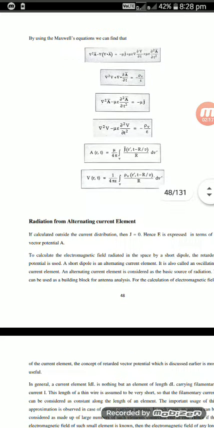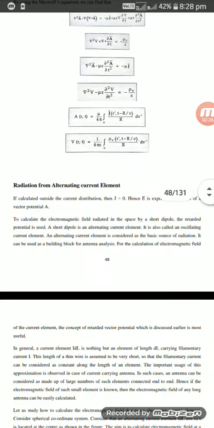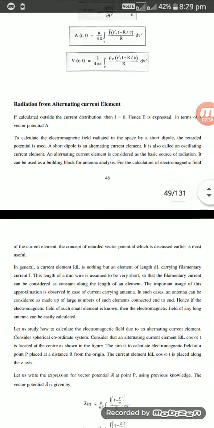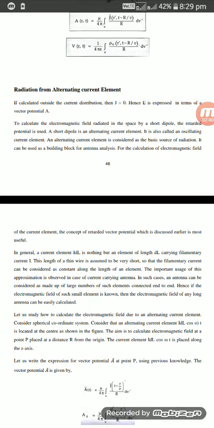Next, first topic: the radiation from the alternating current element. We calculate outside the current distance, J equals 0. Hence, E is expressed in terms of the vector potential A. The electromagnetic field is radiated in space by a short dipole or small dipole.